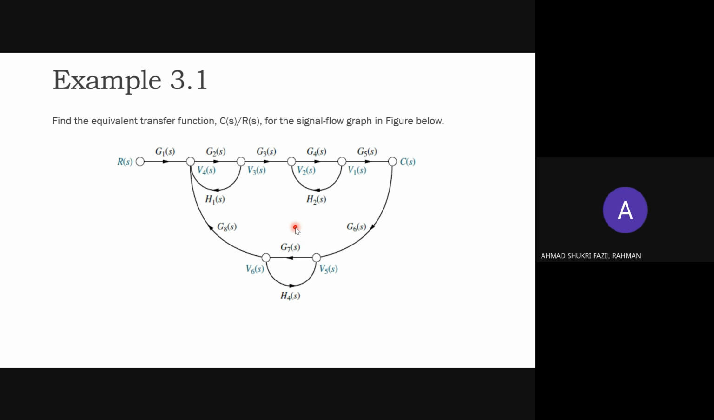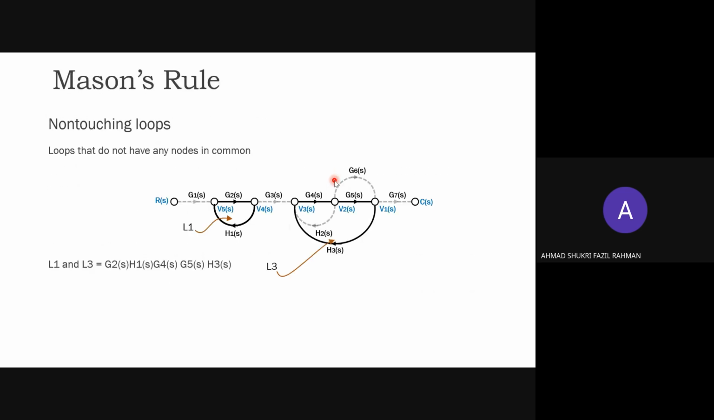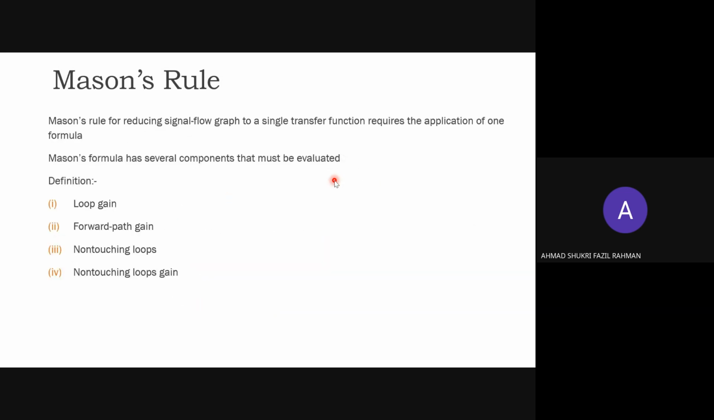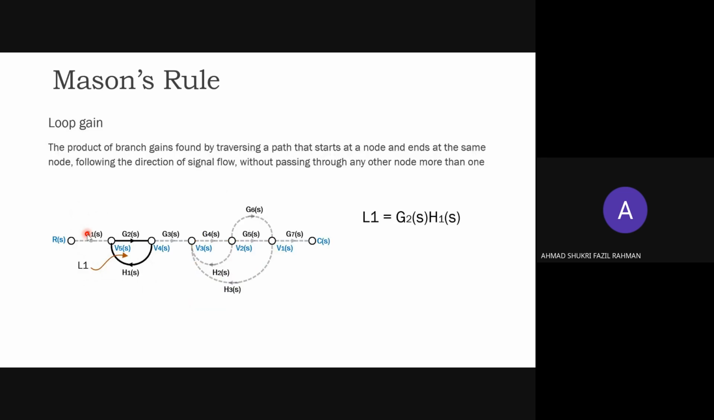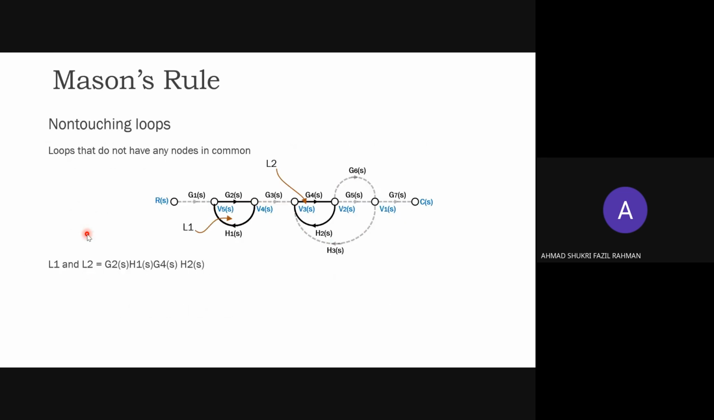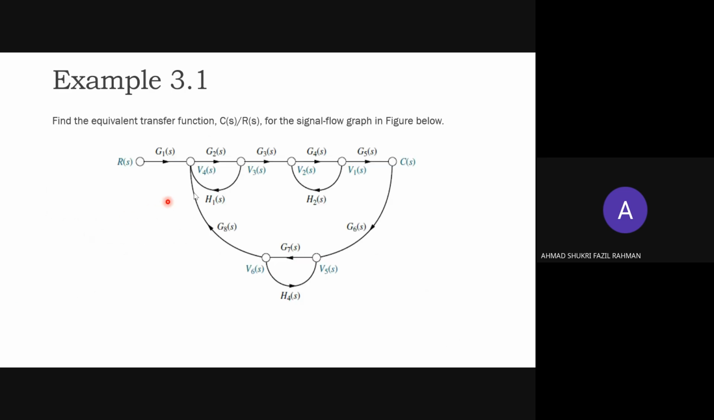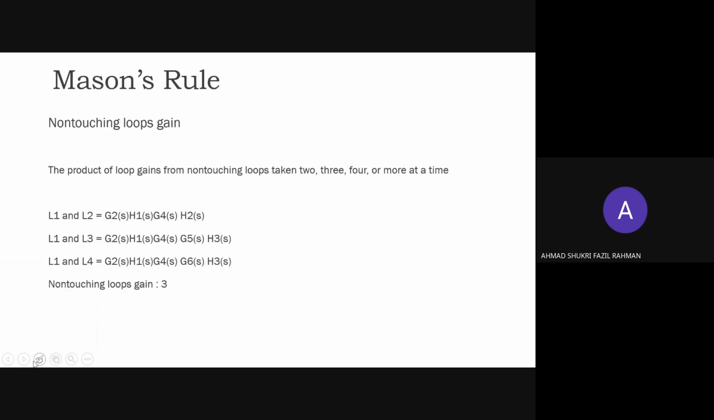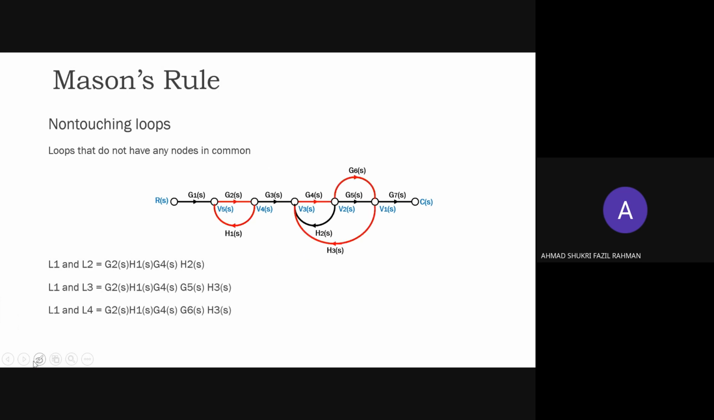So we look at example 3.1. From here we can refer back to the previous topic. Okay, so Mason rule. We can start by finding the loop gain, then forward path gain, non-touching loop, and then the non-touching loop gain. So to make it easy, I will find the forward path gain first. For those who do not remember, the definition of forward path gain is given by this one.